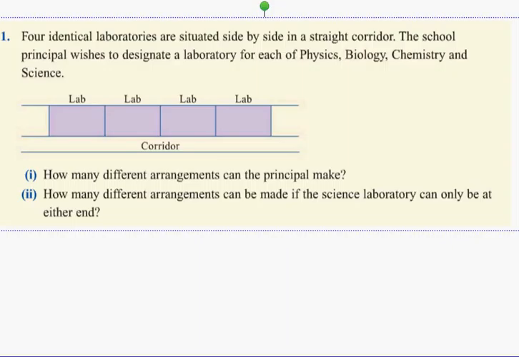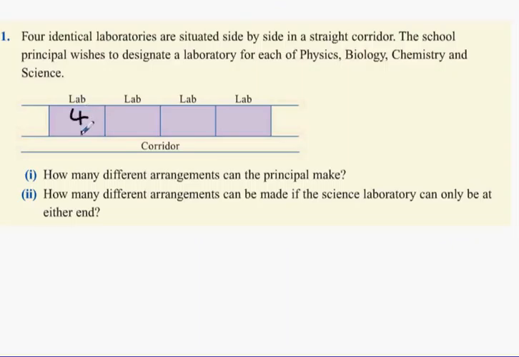Well, he has a choice of 4 in the first one, doesn't he? Any of them. Then when you pick one, what happens? 3, then 2, then 1. That is 4 factorial, isn't it? 4 multiplied by 3 multiplied by 2 multiplied by 1. Factorial is what the exclamation mark is called. And what we get there is 24.